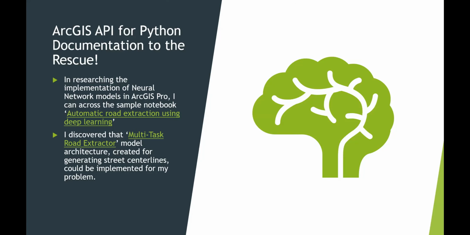Throughout my research and digging into the ArcGIS API for Python, I learned that there is a model available to us to use within the ArcPro environment, and that is the automatic road extraction using deep learning. There's a multitask road extractor model. That model has already been built out as far as all the layers in the neural network that we saw earlier. All I need is to feed it sample input to generate my output. And so that's what I'm going to go through next.